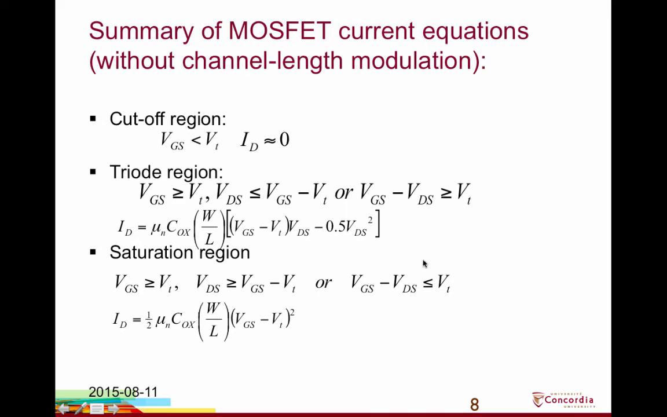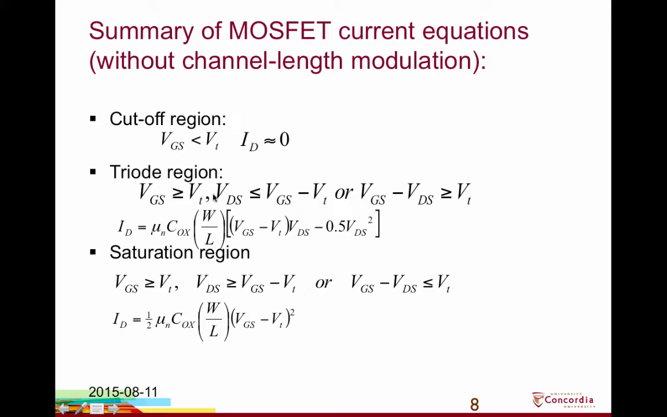Okay. Here is a summary of the MOSFET current equations when we're not taking into account something we'll call channel length modulation. When the gate source voltage is less than a threshold, the current is small, approximately zero. We're going to call that the cutoff region. When the gate source voltage is greater than or equal to the threshold voltage, we're going to be either in the triode region or the saturation region. Which region we are in depends on the relative magnitude of the drain source voltage and the gate source voltage.